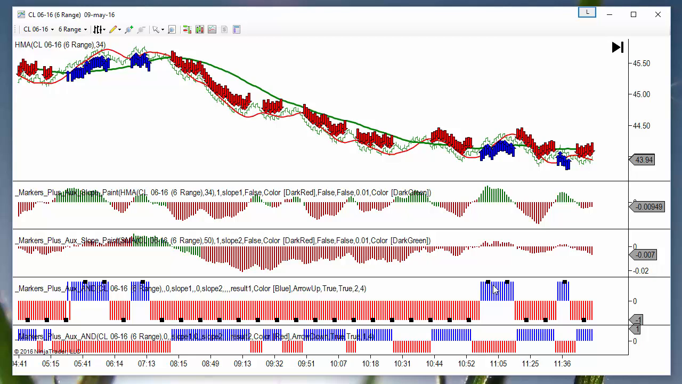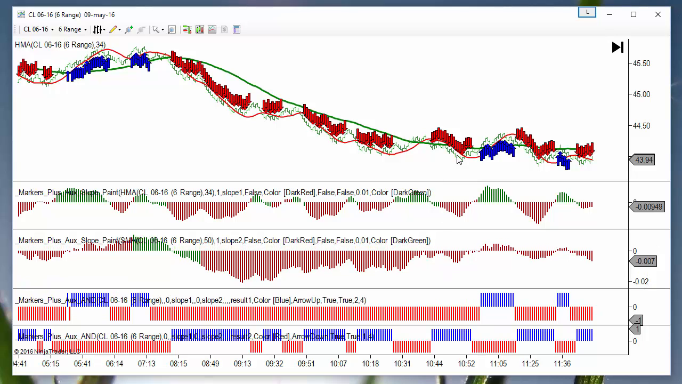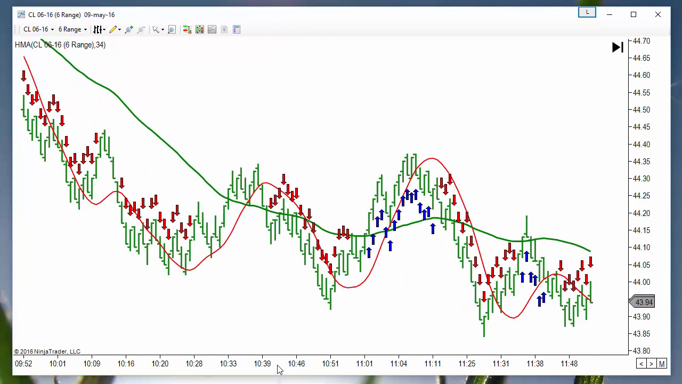On this histogram we have the long condition. It is true with the value of +1 when it is true for buys, and for sells it is true on all this section, and we get also red arrows painted on all the bars. Let's maximize the panel.